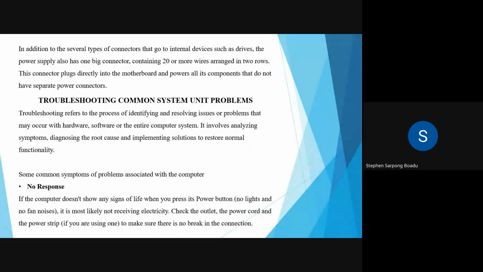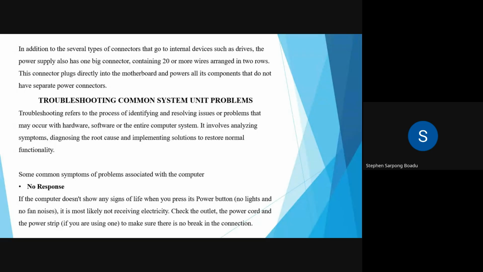So one day you wake up, you turn on your PC, and then nothing. You don't see the light, you don't hear the fan sounding, there is nothing displaying on your PC. You panic, but you don't have to panic. You have to see what the problem is. Try to troubleshoot it first. Most often these things can be that maybe your PC is not receiving some electricity.